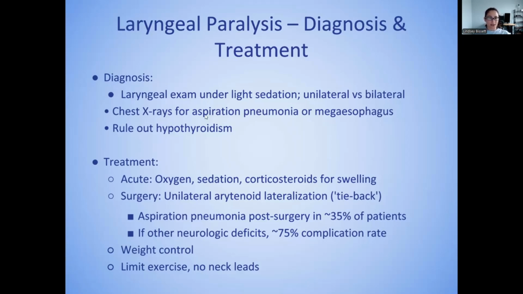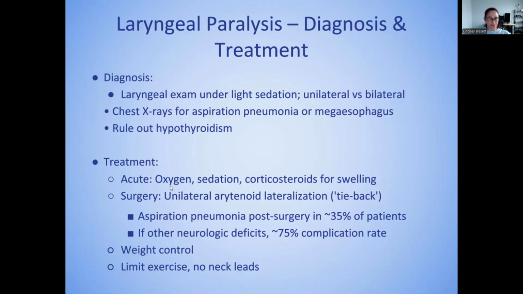So chest x-rays to rule out aspiration pneumonia, as well as megaesophagus. In that GULP syndrome that I initially mentioned, megaesophagus is a common thing that we can see with these laryngeal paralysis patients as well at some point. And also, again, ruling out hypothyroidism.